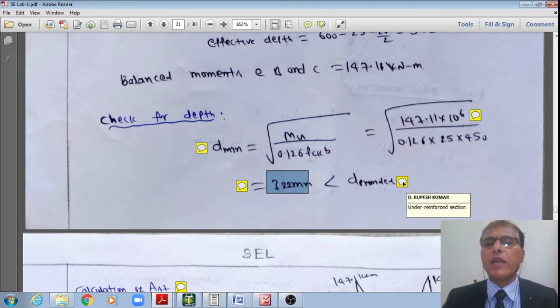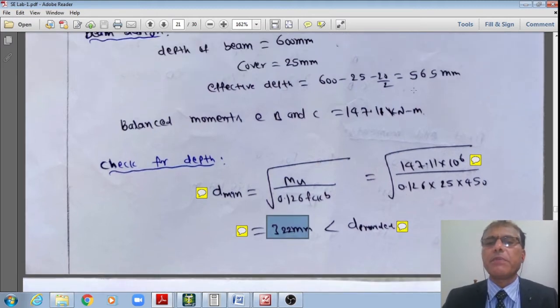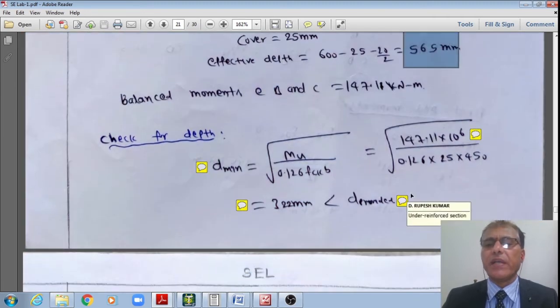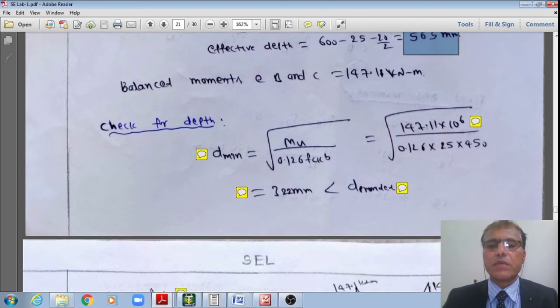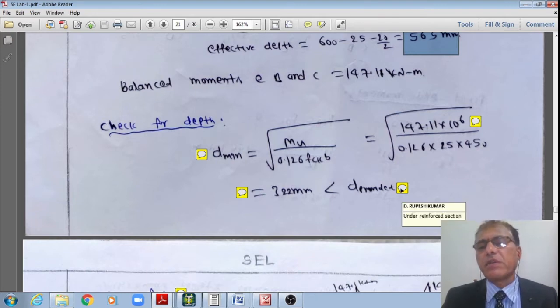However, now let me check: what is the depth provided? The depth provided from the experience is 565. Therefore, the depth required is only 322. Now I can say that the section is under-reinforced because more concrete is provided. The concrete will not reach its permissible values first. It is an under-reinforced section only. The steel will reach its permissible stresses first.